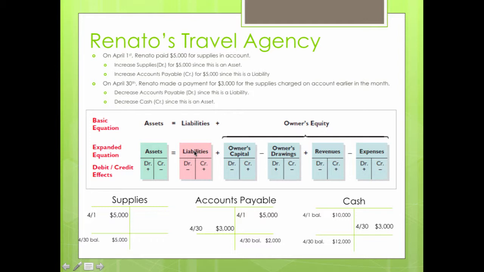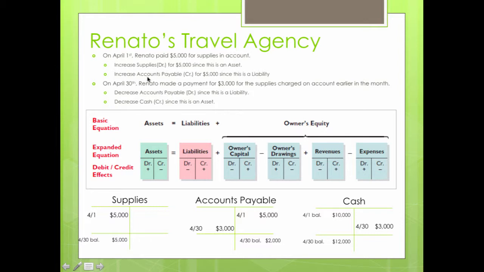And then now you need to ask yourself, okay, supplies is going to be under my assets, and is this purchase for $5,000 going to increase or decrease my account for supplies in assets? Well, you're buying $5,000 of supplies, so that's going to increase your assets. And if you look under the assets rules, in order to increase the account, you need to debit. This is the reason why I put here that you need to increase supplies or debit for $5,000 since this is an asset.